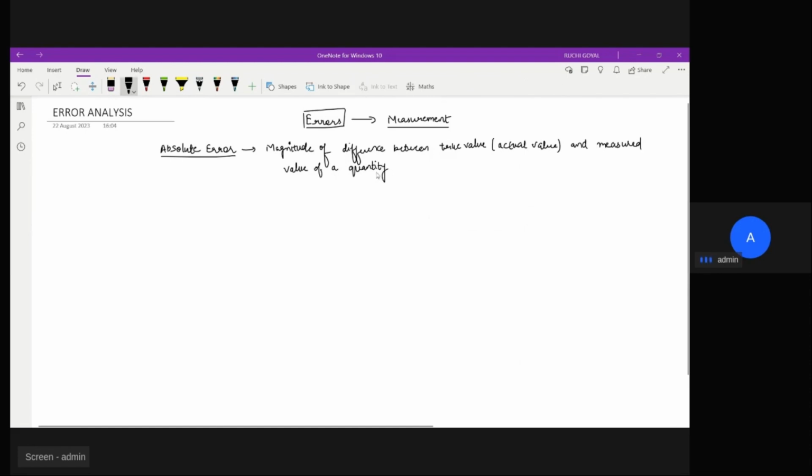For the absolute error we have to find the true value, right? This is the true value. So how will we calculate the true value? It is the mean value. We all know how to find the mean of some values. Suppose a quantity is measured n times, right?